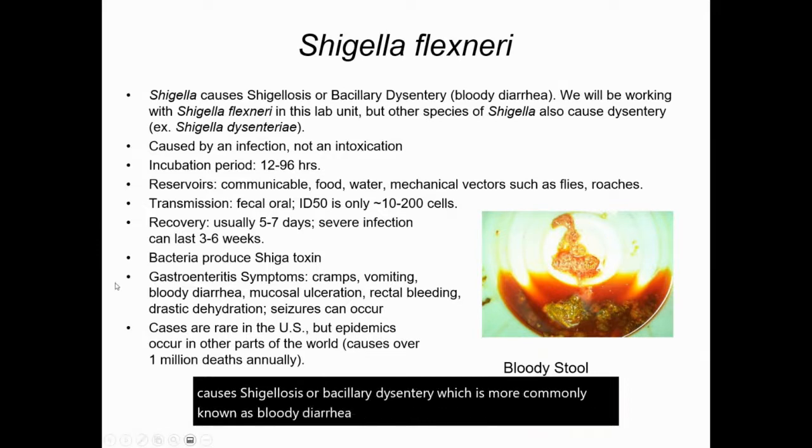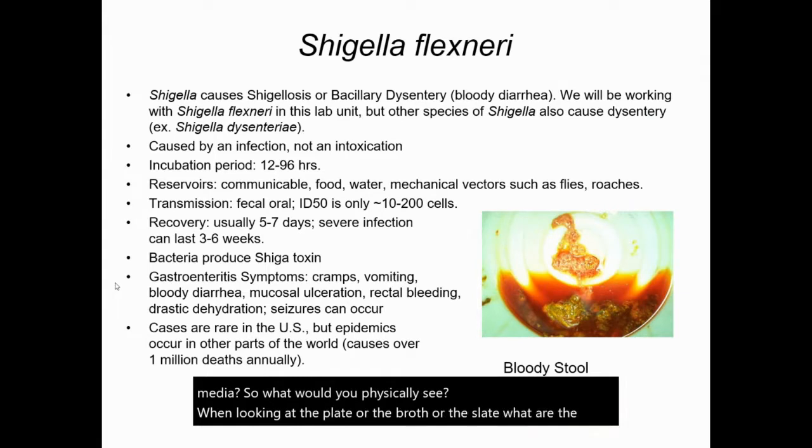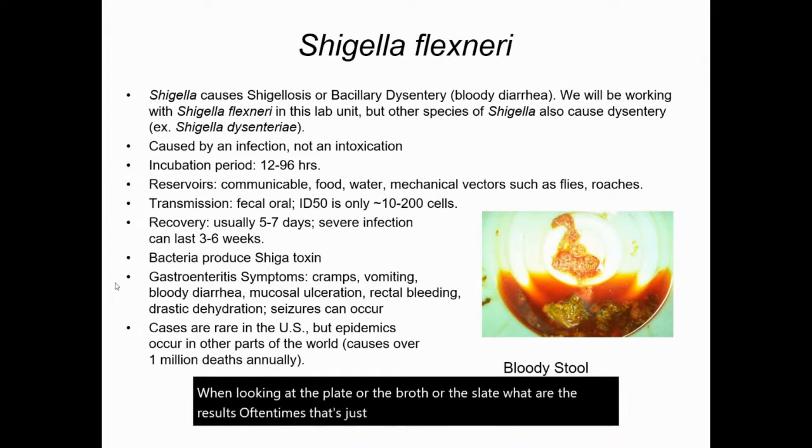So in this unit, again, please make sure you're paying attention to, is the media selective and or differential? And then what are the observations associated with that media? So what would you physically see when looking at the plate or the broth or the slant? What are the results? Oftentimes that's positive or negative. And then your interpretation is always the so what. What does it mean that you observed hot pink colonies? What does it mean that it's a positive result?